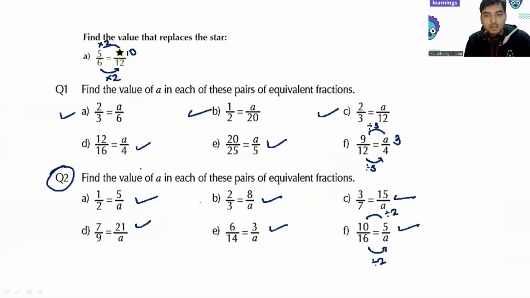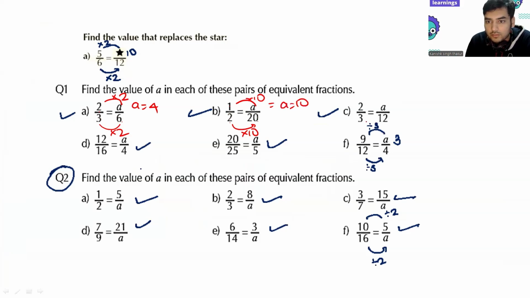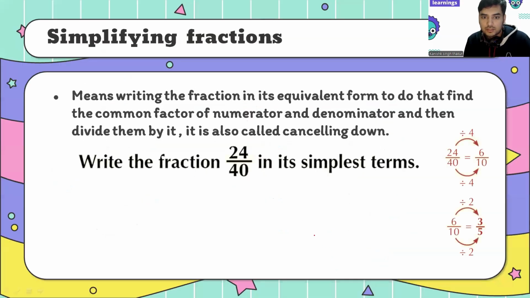So here are some problems. 2 over 3 equals A over 6. This would have been multiplied by 2, so 2 will also be multiplied by 2, so A will be equal to 4. Suppose you have 1 over 2 equal to A over 20. Then 2 must have been multiplied by 10, so 1 you'll also multiply by 10, so A will be equal to 10. Next, 3 is becoming 12, so it must have been multiplied by 4. So 2 multiplied by 4 will become 8. So this is how equivalent fractions work.